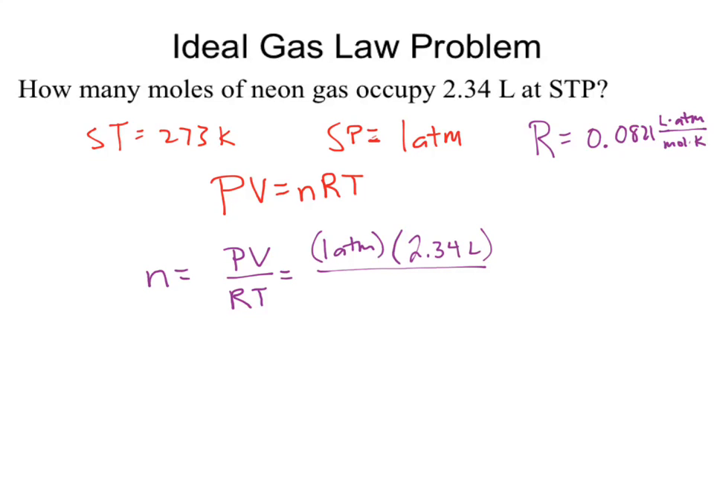Divided by, what is R? Not quite. 0.0821 liters times atmospheres per mole times Kelvin, times what? 273 Kelvin. What do you do?